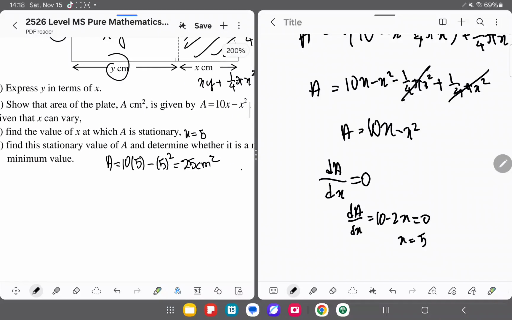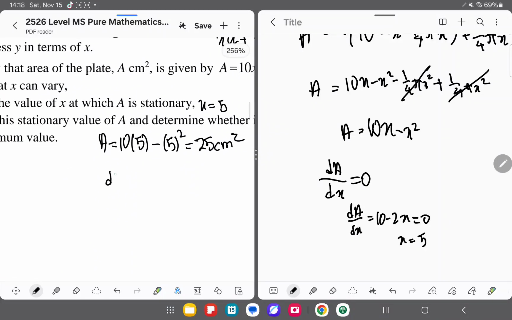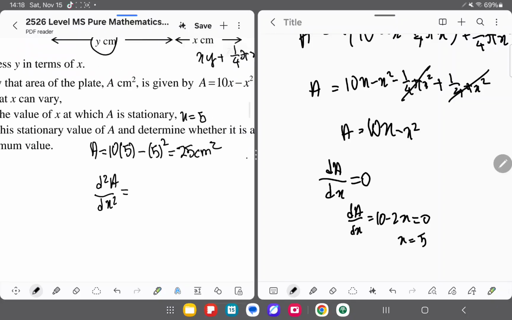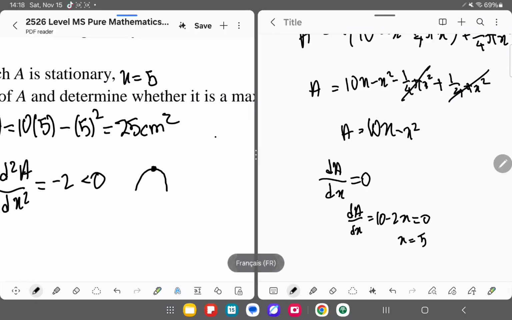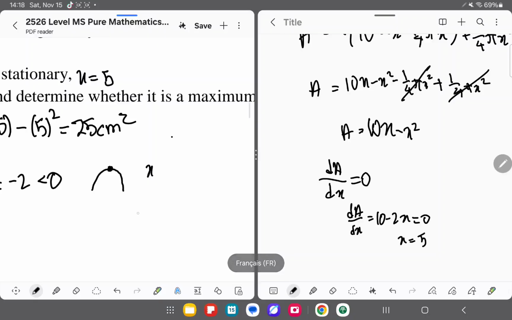We don't know if this is a maximum or a minimum. We must get the second derivative in order to determine that. And it will be equal to minus 2. Here minus 2 is less than 0, which means that it is concaving downwards, meaning that A equals 25 centimeters squared is a maximum, and will always be a maximum.